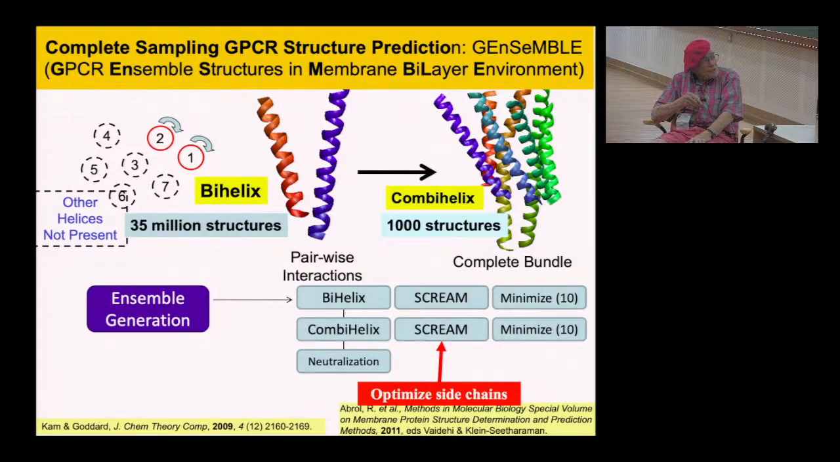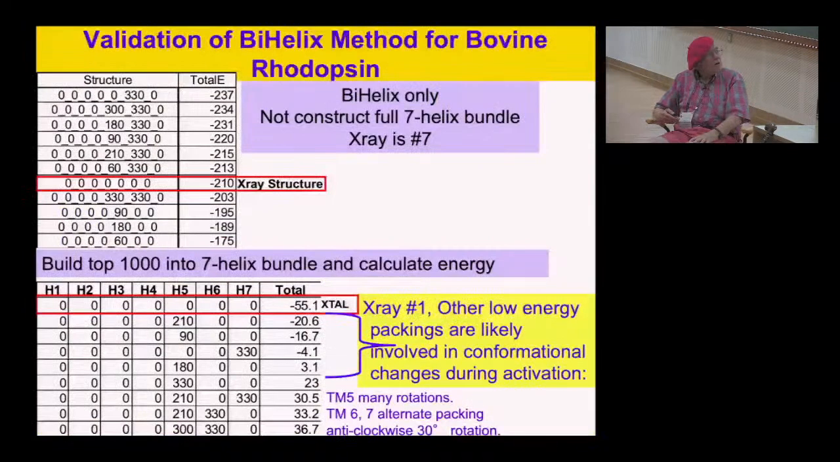And then we take the best 1,000 or 2,000, we build that into a 7 helix bundle, we redo the side chains. We have a very fast procedure for optimizing side chains, this SCREAM procedure. So that gives us, again, the best 1,000 structures, and then we look at the best 20 of those 1,000.